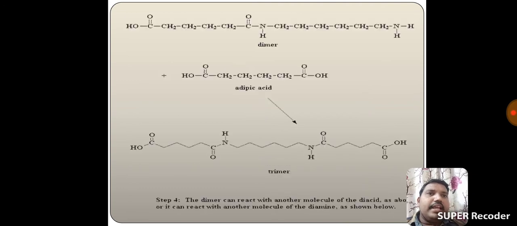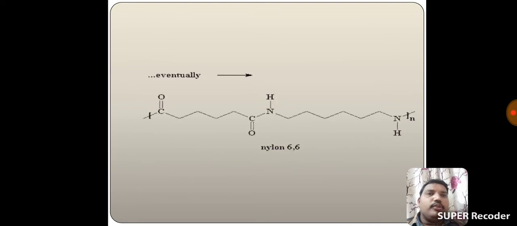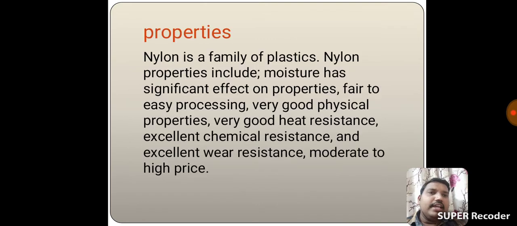In step 3, the dimer unit is treated with adipic acid to form a trimer. The dimer can react with another molecule of a diacid as above, or it can react with another molecule of diamine. That is the reaction. The dimer is treated with adipic acid to form a trimer unit. Eventually, we get n number of nylon 6,6 units. That is the preparation reaction of nylon 6,6.